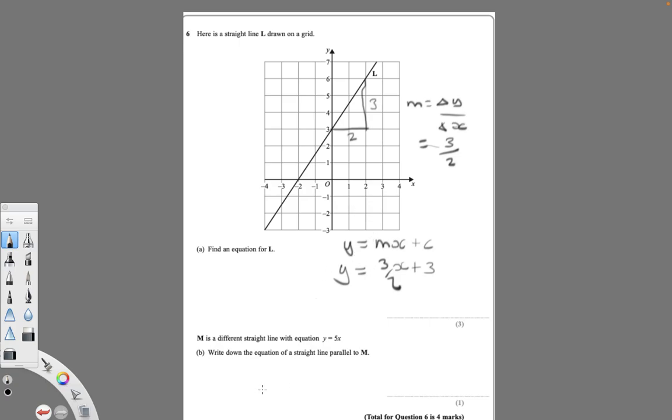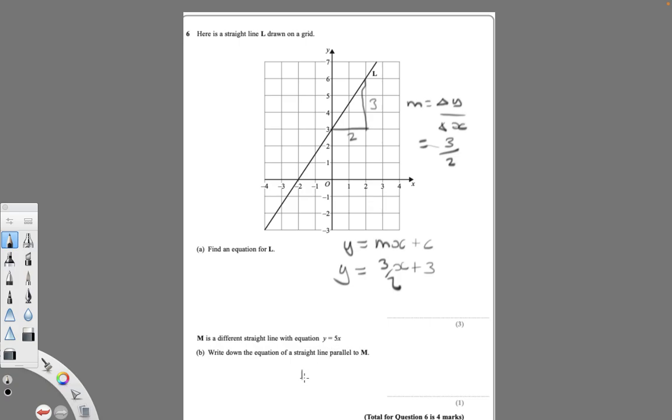So M is a different straight line with an equation y is equal to 5x. Write down the equation of a straight line parallel to M. Well, parallel effectively means that the line has the same gradient. So they're giving us a really big clue there with telling us that it's 5x.